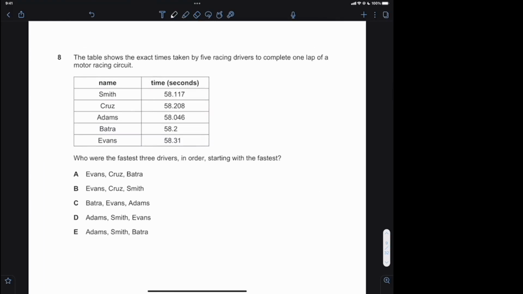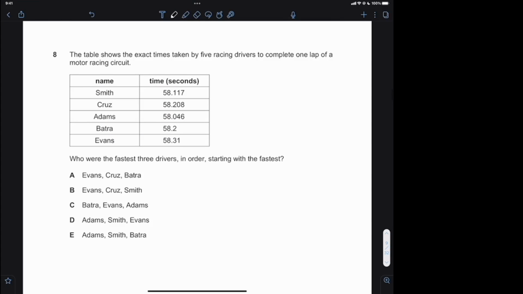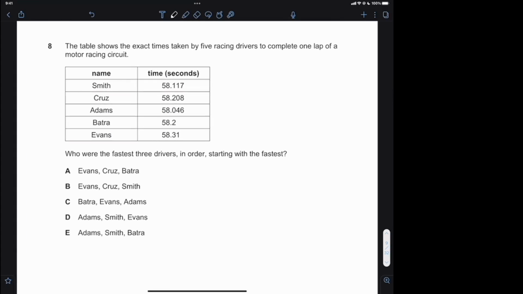Let's move on. Question 8. The table shows the exact times taken by 5 racing drivers to complete 1 lap of a motor racing circuit. Okay, so we've got all the times here. Who are the fastest 3 drivers in order, starting with the fastest?